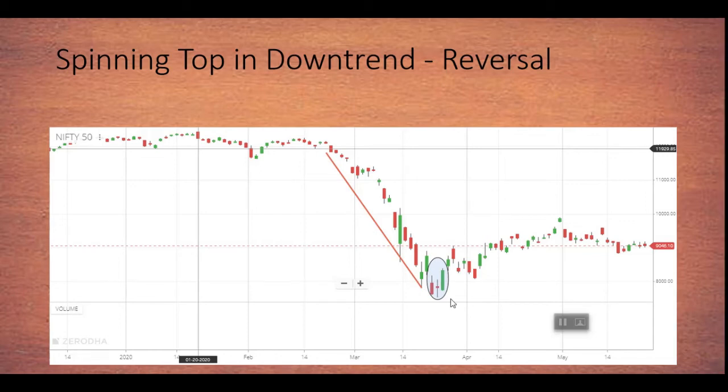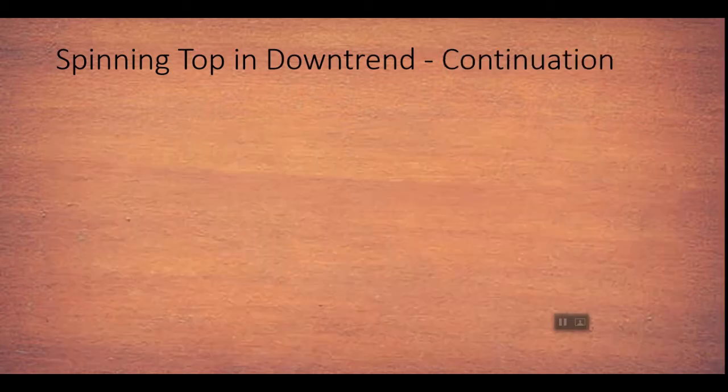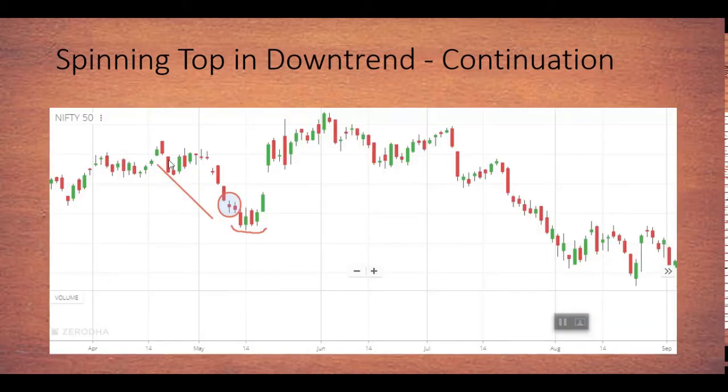After the spinning top, you can see that the market had a good rally. Now we'll look at the continuation pattern. Here you can see that there is a downtrend, and a spinning top candle formed, and after that the price tends to move downwards, right? So this is a continuation pattern.